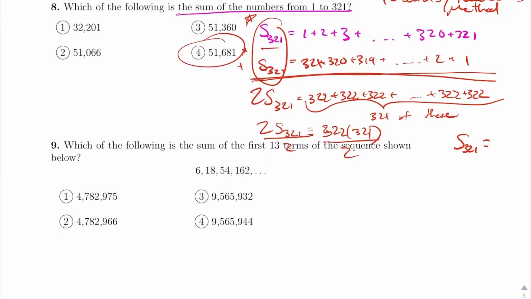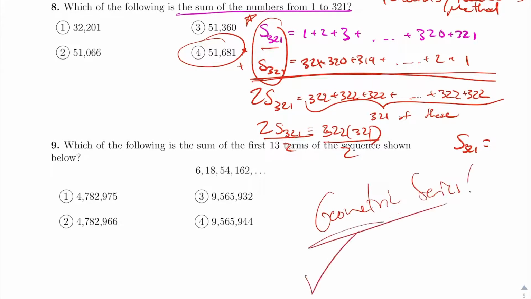Cool. Which of the following is the sum of the first 13 numbers in the sequence shown below? This is just a geometric series problem. I'm going to let you guys solve this one on your own and do some of the harder ones on the back.